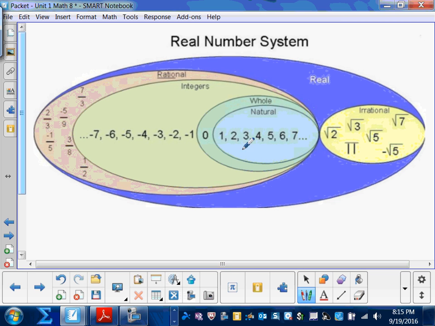So let's first look at the natural numbers. 1, 2, 3, 4. This is the set of natural numbers. If we add 0 to the set of natural numbers, we've created the set of whole numbers. 0, 1, 2, 3. And if we take the opposites of the natural numbers, we've created the set of integers. -2, -1, 0, 1, and 2. So natural numbers are not only in the set of natural numbers, they're also whole numbers and integers. The number 0 is a whole number and it's an integer.